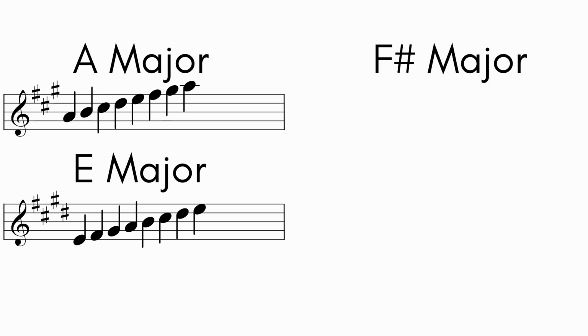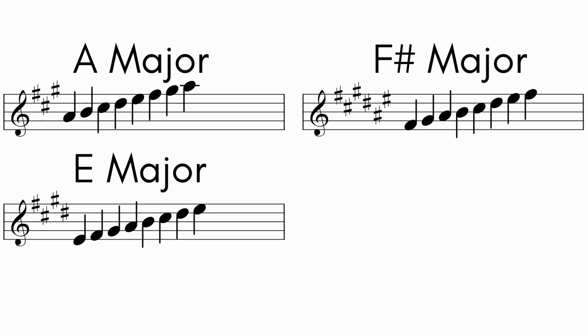The notes in the F sharp major scale are F sharp, G sharp, A sharp, B, C sharp, D sharp, E sharp, and F sharp. We need to use E sharp in the F sharp major scale because there cannot be both F natural and an F sharp in the F sharp major scale, as it violates the rules of scales.